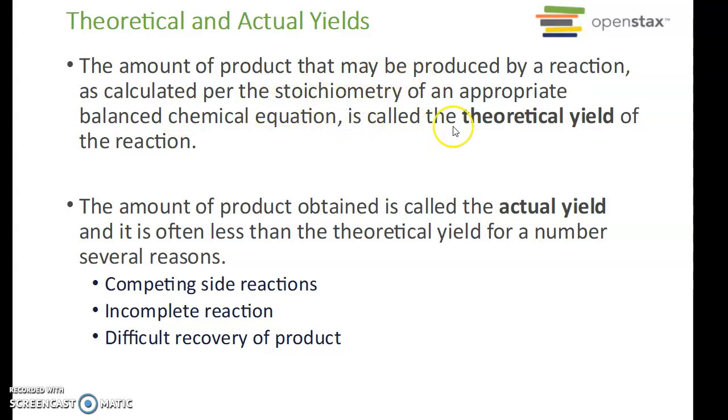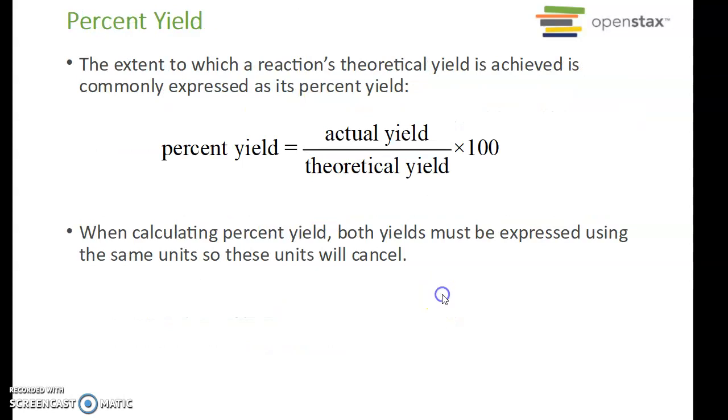The amount of product that can be produced by a reaction, calculated per the stoichiometry, is called the theoretical yield. The amount of product obtained is the actual yield, and it's often less than the theoretical yield. I've had some reactions where I was lucky to get 25% yield, and if it's a multi-step reaction, it just keeps going down and down and down as you go through those. The reason for this is you can have competing side reactions, you can have incomplete reaction, or a product that's very, very difficult to recover.